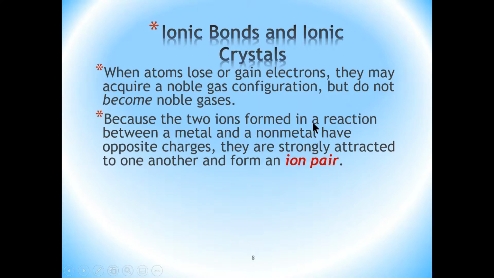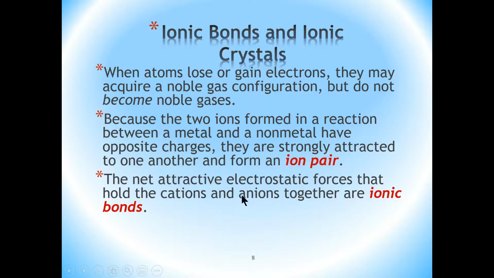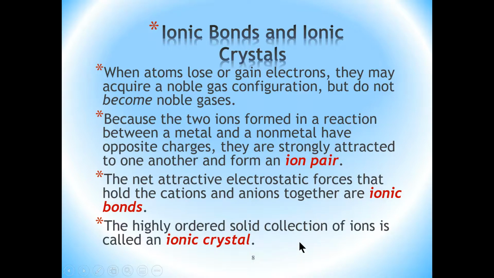So the resulting ions formed as a result of the transfer of electrons will end up being very strongly attracted to each other, and that is called an ion pair, basically a unit where the sodium, or whatever the metal ion is, is attracted to the negatively charged ion, which is the anion. All right? And this strong force of attraction is what we refer to as the ionic bond between the cations and the anions. All right?